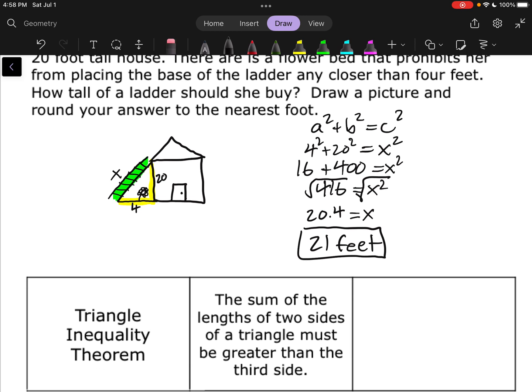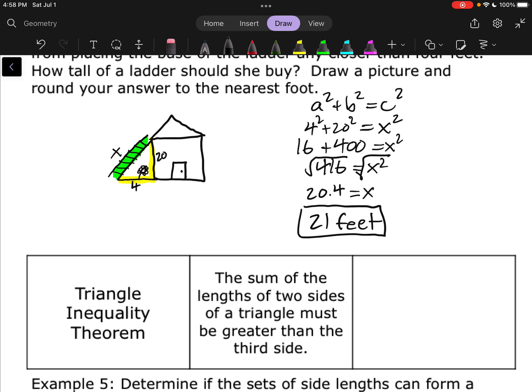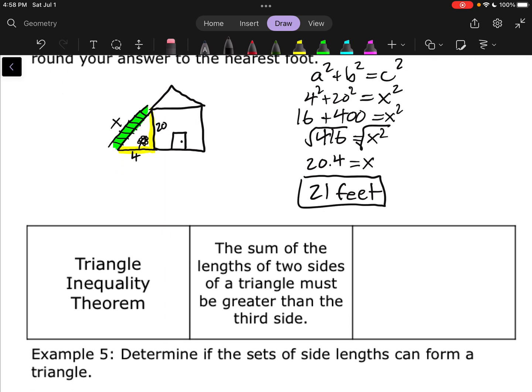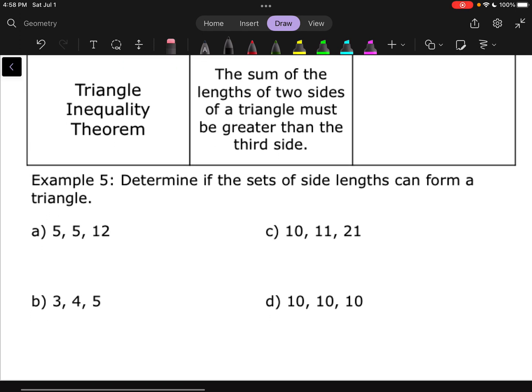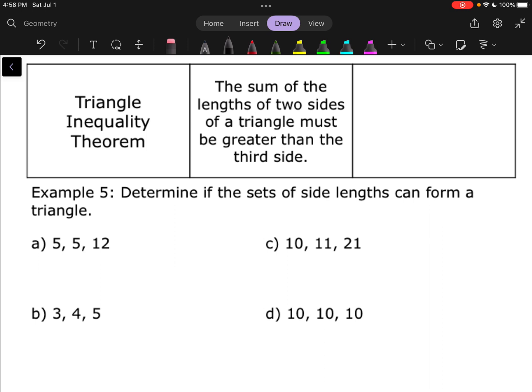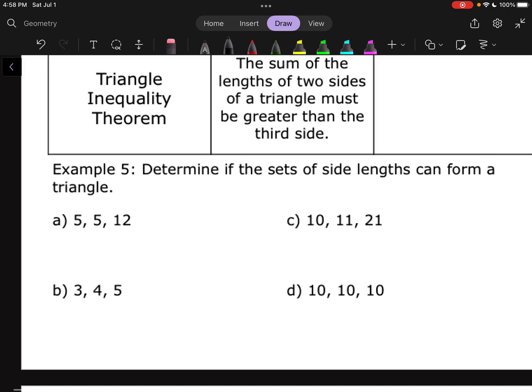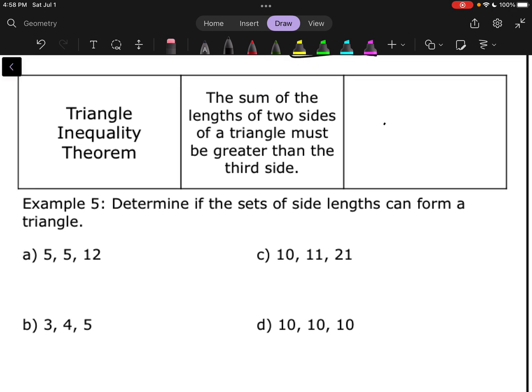Okay, so Pythagorean theorem, we're gonna take a break from that for a second. Little reminder about an old thing called the triangle inequality theorem. Triangle inequality theorem says that the sum of the lengths of two sides of a triangle must be greater than the third side. So here's what we're talking about. When you've got a triangle, obviously triangles have 3 sides. So let's just say we got A, B, and C.